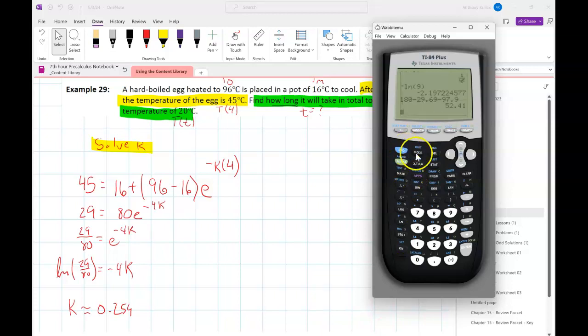So again, if we type this into our calculator, I'd have natural log 29 divided by 80. Make sure I close my parenthesis and then do divided by -4. And there's that same 0.254 number that we got when we graphed. It doesn't matter to Mr. Kulik which one you do. No, I don't care. Everybody good so far? Yeah? Okay.